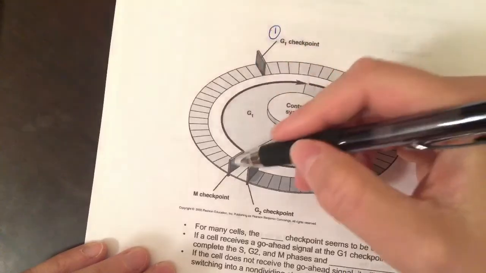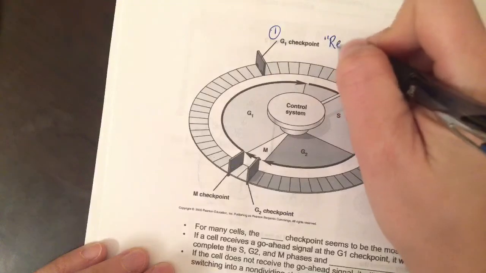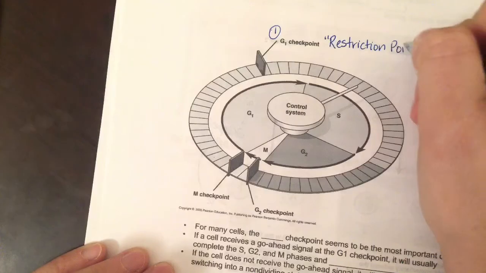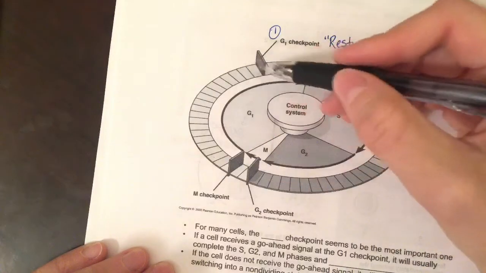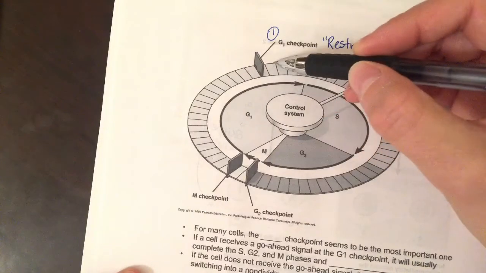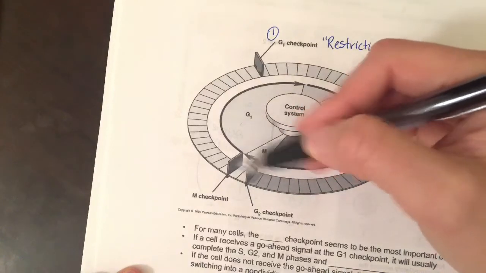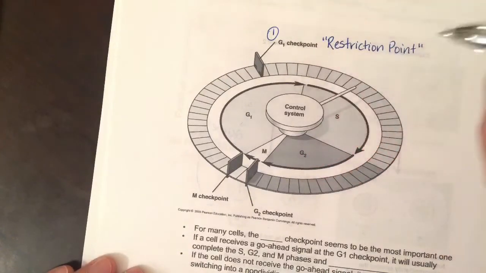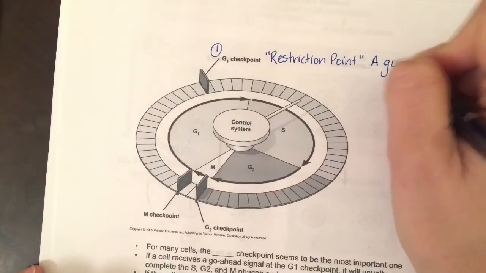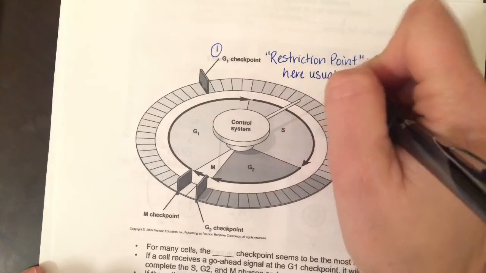So let's look at the G1 checkpoint. This is often called the restriction point. This seems to be the most important checkpoint. Basically, they found that if a cell gets past this checkpoint, most of the time it will continue and actually divide and get past the other 2 checkpoints. So I'm going to put here restriction point, a go here usually completes the cycle.